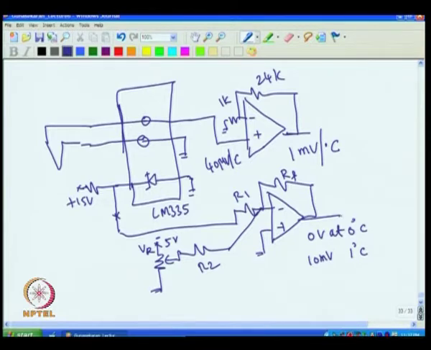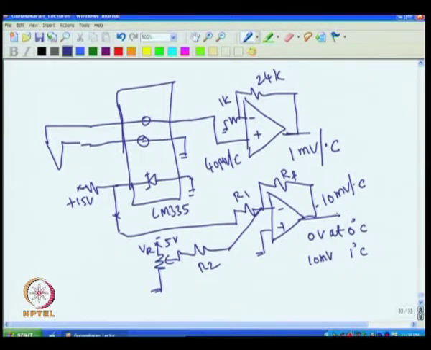Now, the only thing is this gives me at this point 10 millivolt per degree C. Now, if the temperature goes up, the plus voltage is going up. So, if the plus voltage goes up, this will go minus, because the more the temperature, the more the voltage. Of course, it will keep going in the minus side. For example, at 100 degree C I will get minus 1 volt. At 0 degree C I will get 0 volt. At 25 degree C I will get minus 250 millivolt.